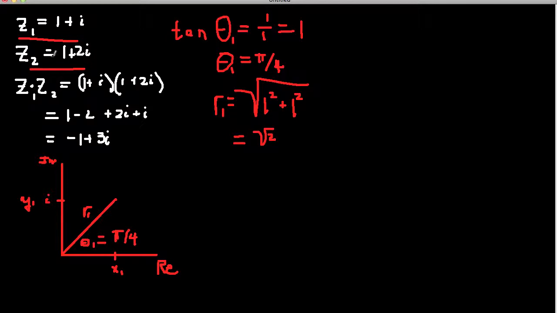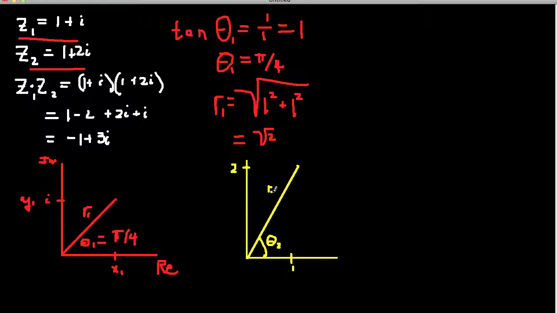Similarly, I want to find what the number Z2 is in polar form. So let me write that out. Here's the axis for Z2. For Z2, the real value is 1 and the imaginary value is 2. Let's say here's the real value of 1, and this is 2, up here. So that means my point is out here somewhere. And the modulus, or R2, is this length. And this angle here is theta 2, where this is 1 and this is 2.